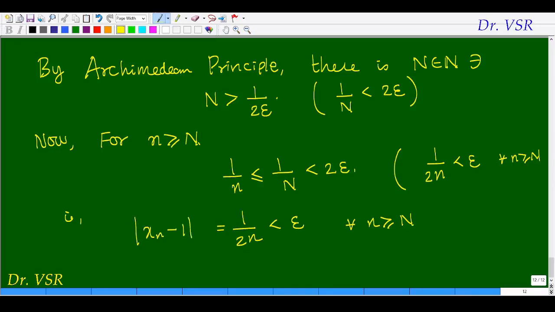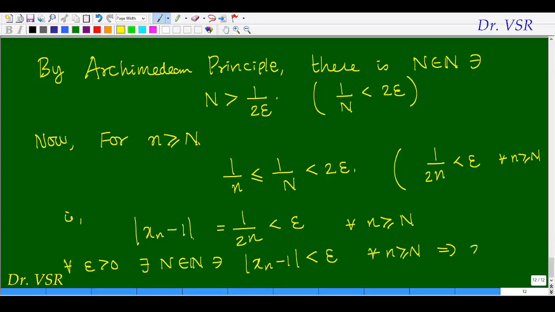Okay, so what did we start with? For every epsilon positive there exists a stage N belongs to natural numbers such that modulus of xn minus 1 is less than epsilon for every n greater than or equal to N. So this implies that xn converges to 1. Okay, so this is the theorem.